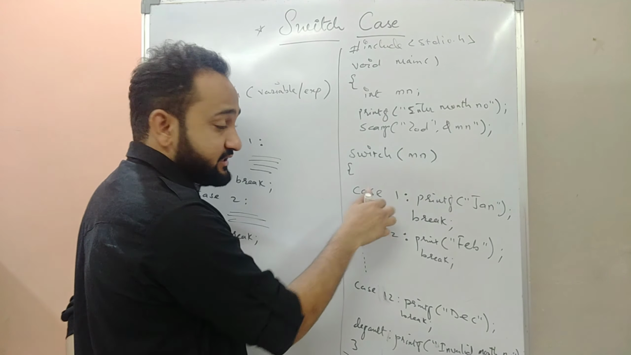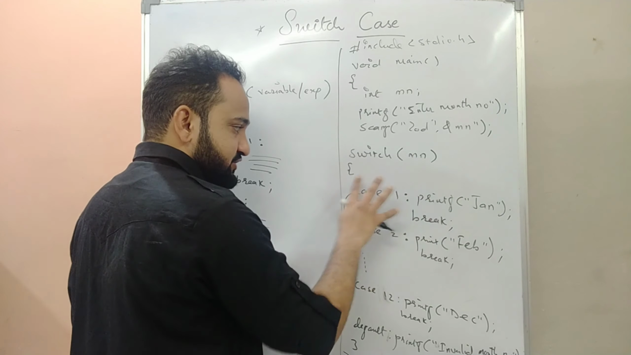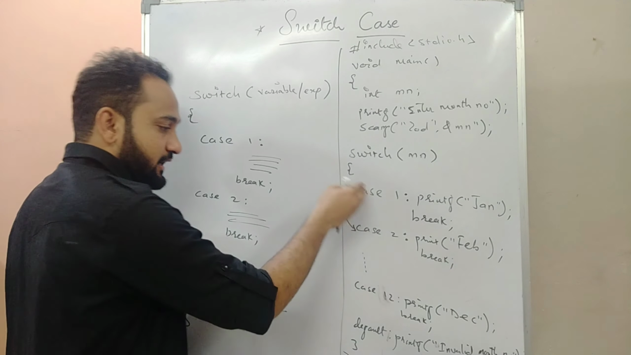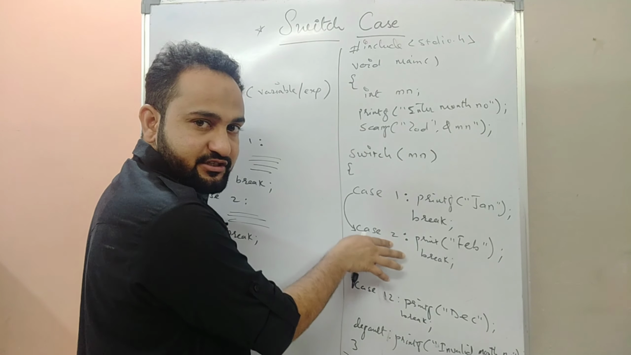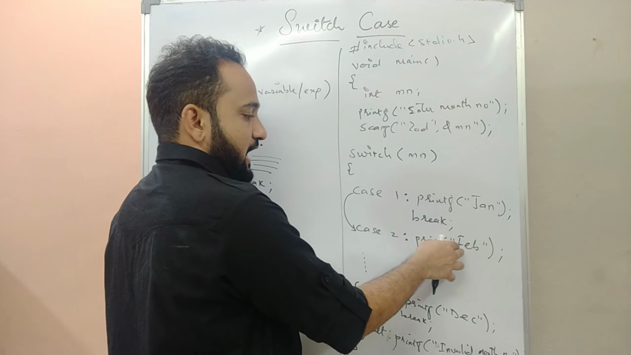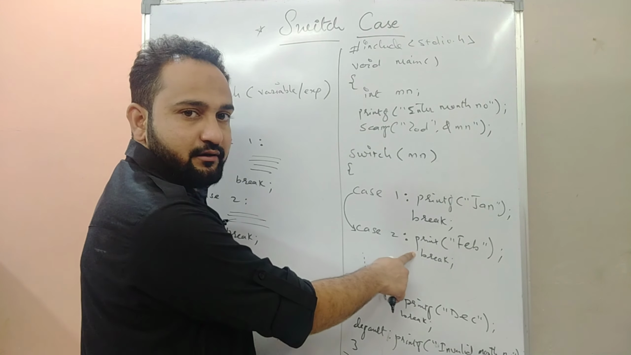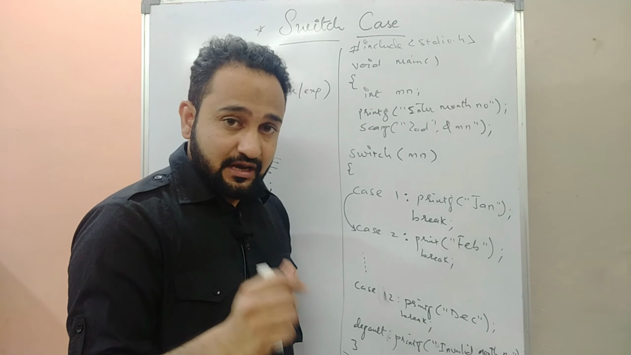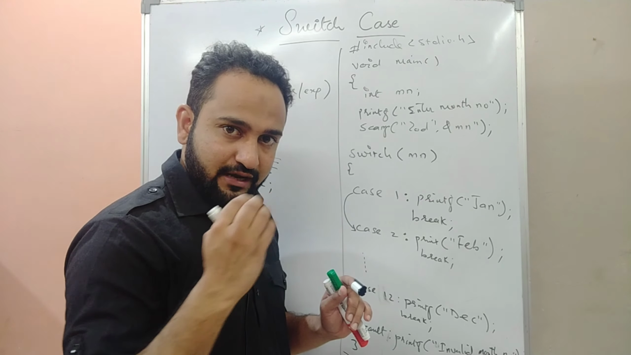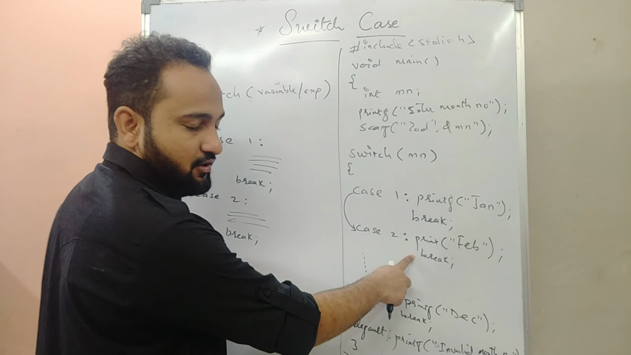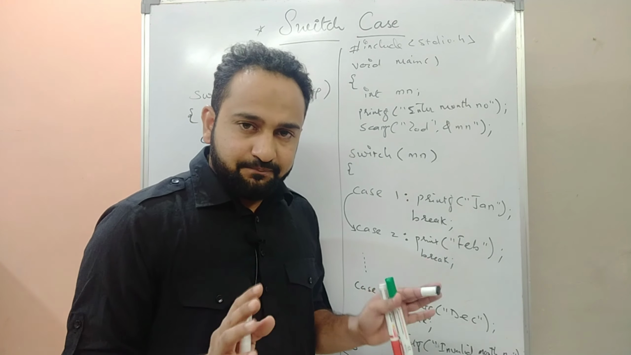If it's not going into a case, it will directly jump to the next case. All the statements in case 1 will be skipped. It's now moving to case 2. Now in case 2, what's the value of mn? 2. 2 equal to 2, yes, this case is true, right? It will go inside and print Feb. After printing Feb, it will come down and break. Break statement is used for loops as well as for switch case. So as soon as break is encountered, it will come out of your switch case. That will be the answer.